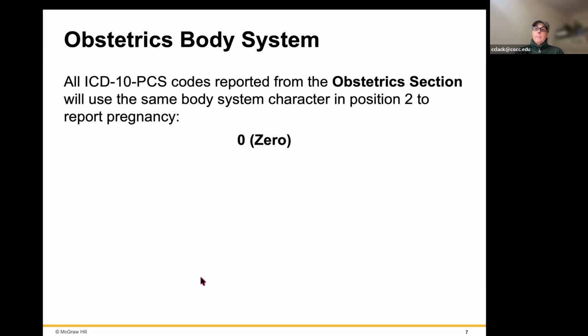Character 2 is the body system, and that is consistent. All obstetric PCS codes use 0 in the second character position to represent pregnancy as the body system. So your quick OB checkpoint is 1, the obstetric section, 0, the pregnancy body system, and the code begins with a 1, 0.